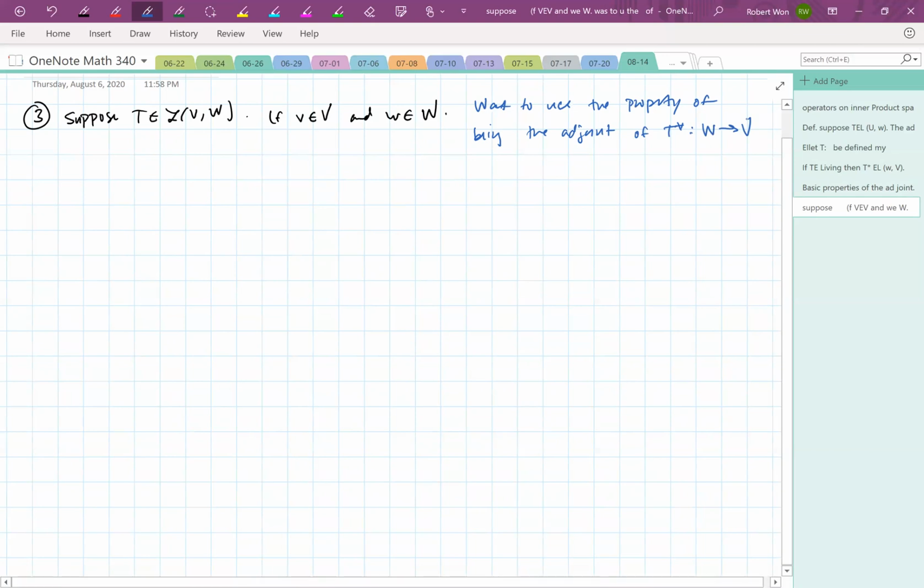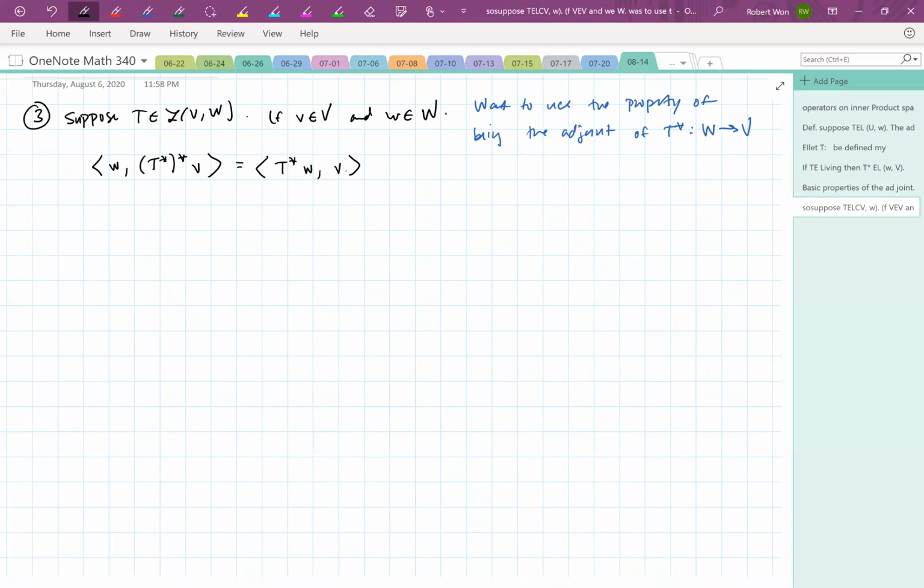So what does it mean? What does the adjoint property mean? It means if you take now a vector w and you apply the adjoint of the map to a vector v and take the inner product, it's the same thing as taking the map applied to w and v, that inner product. So I'm applying the adjoint property except to the map T star, which is a map from W to V.